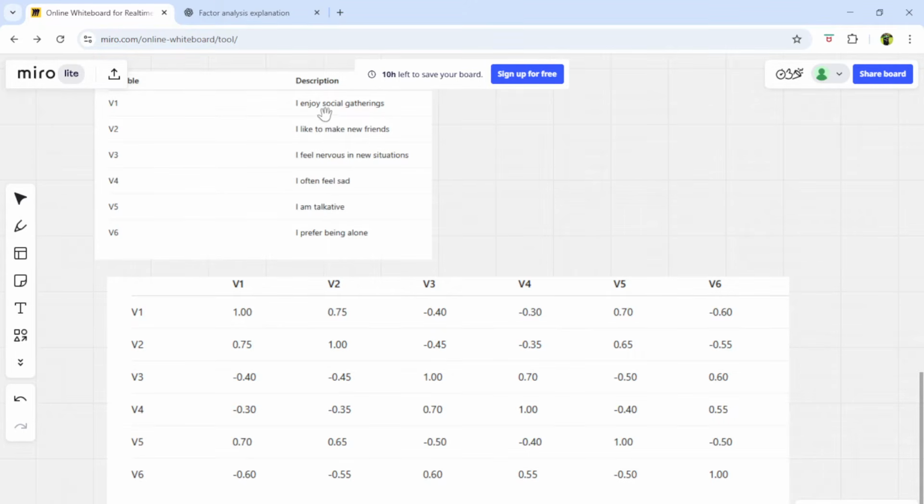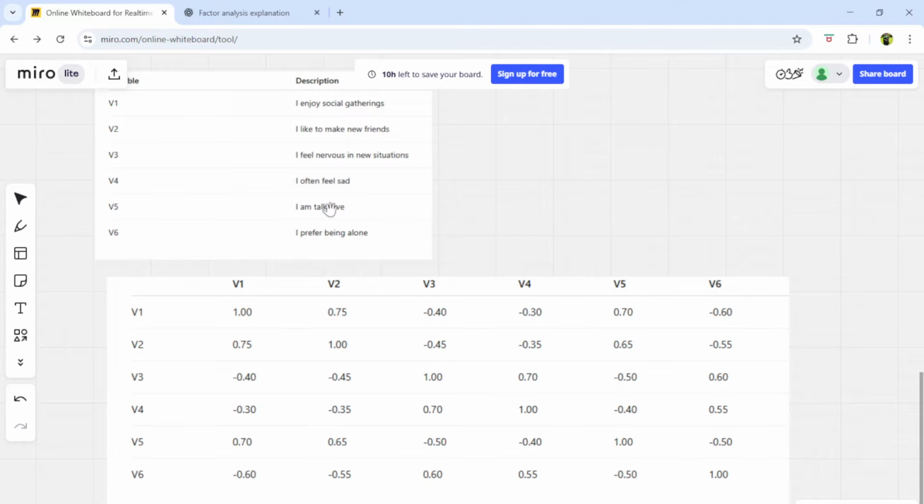We can say variable 1, variable 2, and variable 5, we name it into one factor, and we call it extrovert, because a person who enjoys social gatherings, who likes to make new friends, and who's talkative is an extrovert, obviously. So that is the personality of that person. We determine the personality based on those variables, and we grouped it into one factor.